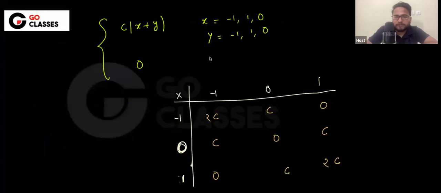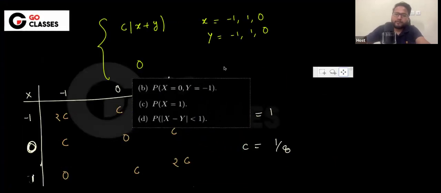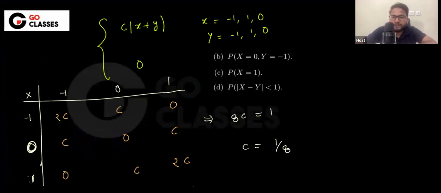Now they have asked something else also. Apart from c, can you find these probabilities also? Let's check. What is the probability that x is 0 and y is 1? This is just c, which is 1 by 8. What is the probability that x is 1, which means you need to add all of this? This is 3c, which is 3 by 8. The next one is a little interesting.